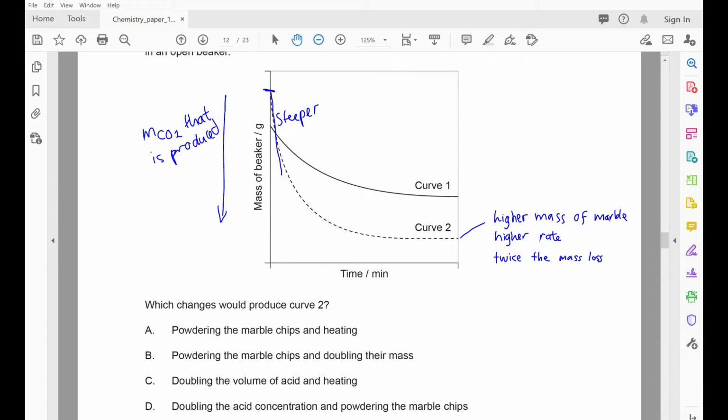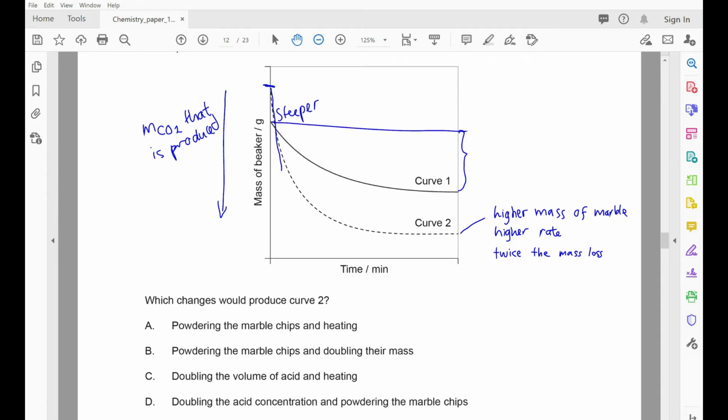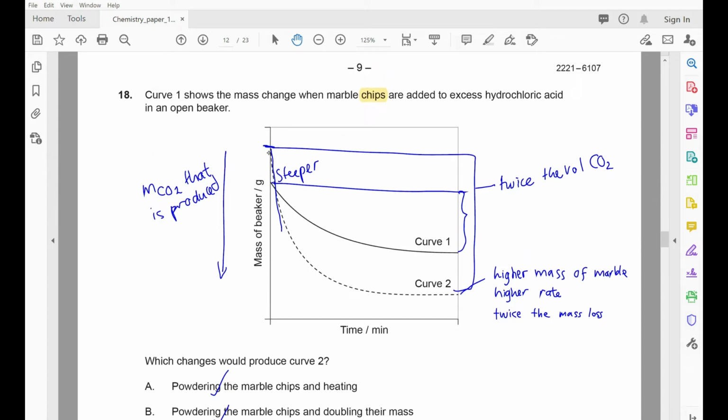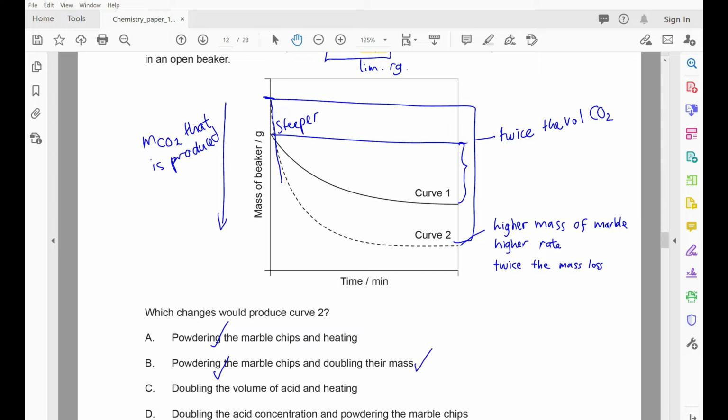Now overall, the loss of mass in curve 1 is this much. But the loss of mass in curve 2 is this much. That means approximately twice the volume of CO2 is produced in the second experiment. To get higher rate, we can have powdered marble chips, and to get twice the volume of carbon dioxide, we need to double the mole of the limiting reagent, which in this case is marble chip. Double the mass of marble chip, the answer is B.